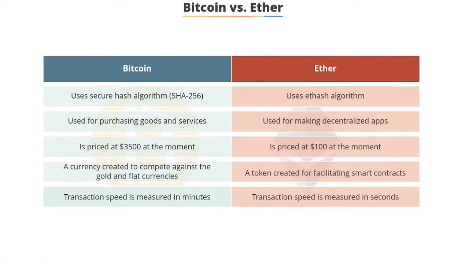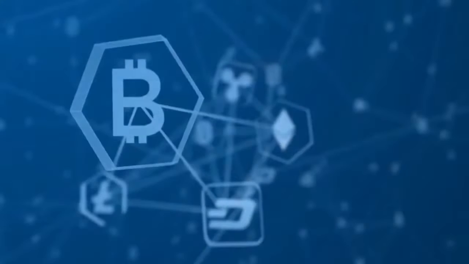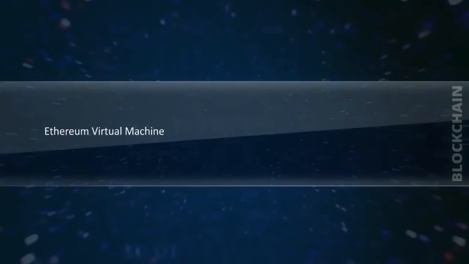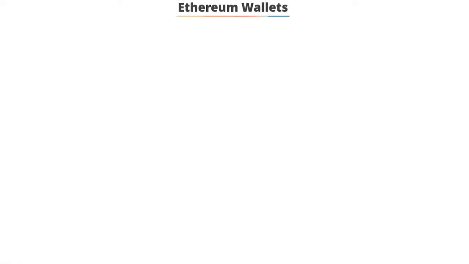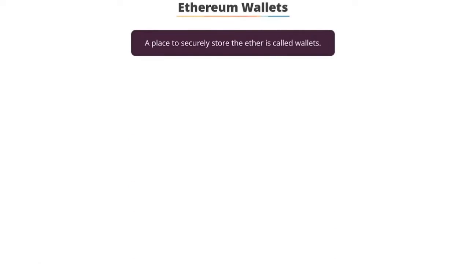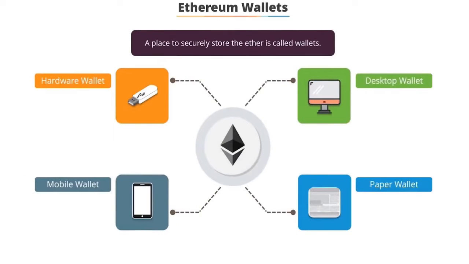Like Bitcoins, Ethers are also stored in cryptocurrency wallets. Let's understand what wallets are in Ethereum. Ethereum Wallets. A wallet is the place to securely store ethers and other cryptocurrencies. Basically, a wallet stores the means of accessing your currency using the private key.